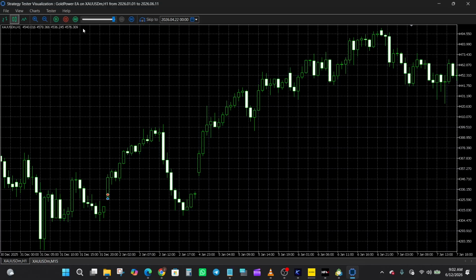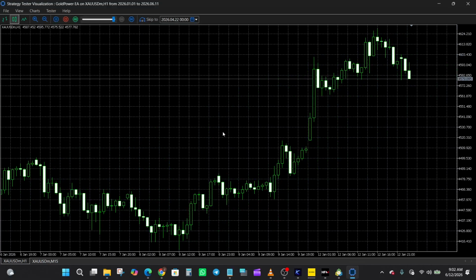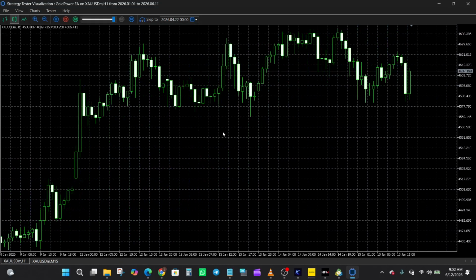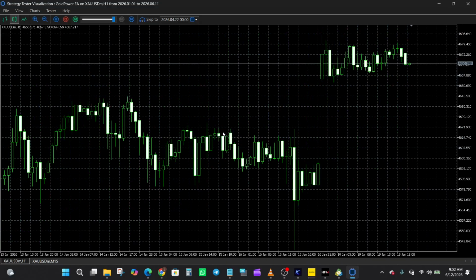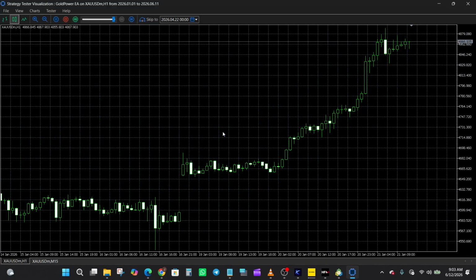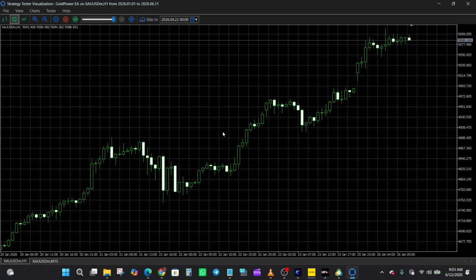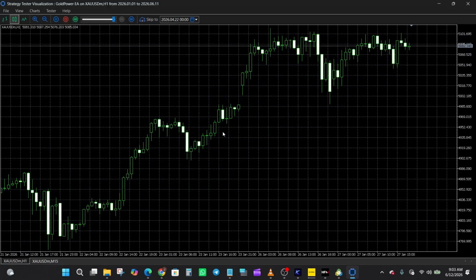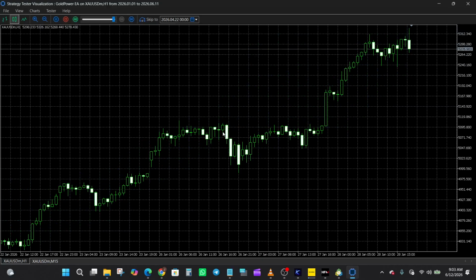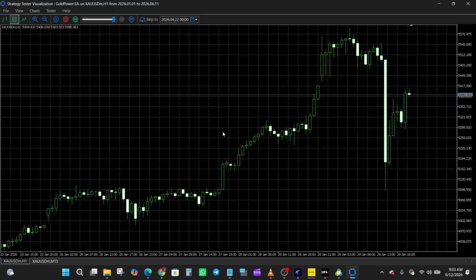So overall, GoldPower EA is presented as a dedicated MT5 gold trading solution that combines RSI-based analysis, trend following concepts, limit order trading, and a customizable percentage profit reset feature. As always, take time to review the available information carefully and perform your own testing before making any trading decisions.